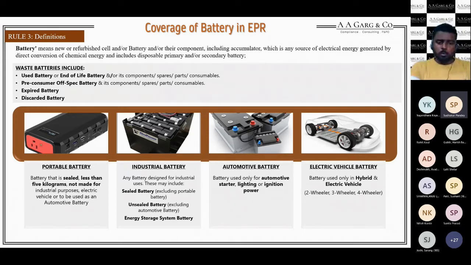It will also include the energy storage and management systems that we usually have at our production facility. That will also come under the consideration of industrial battery. Then the third is the automotive battery, which is very clear. The battery being used for starting, lighting or ignition in an automotive will be taken as the automotive battery. And the fourth is the electric vehicle battery, which is used in the electric vehicle for traction and providing power to the vehicle. So this is the third type, and this is the fourth type of battery. This is the coverage of the battery given in the EPR.